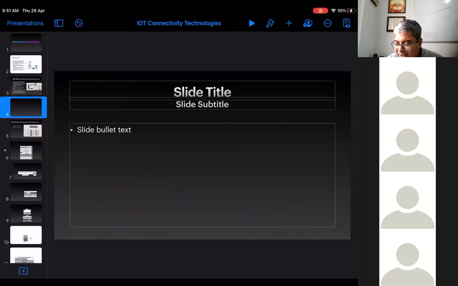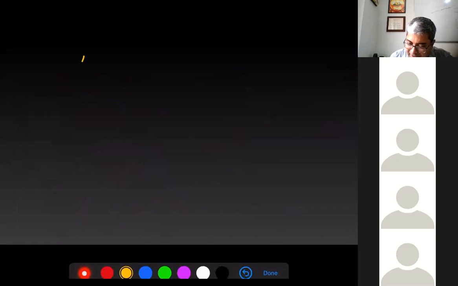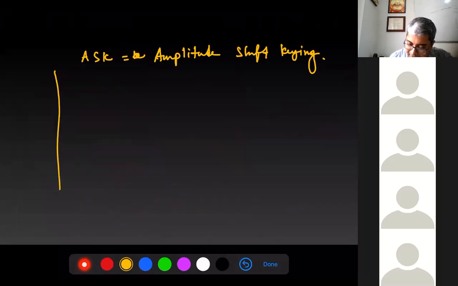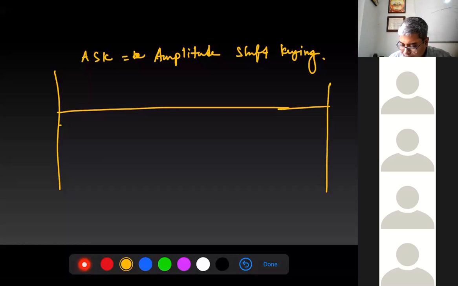Okay, now coming back to BPSK, QPSK, ASK and FSK. Now in case of ASK, amplitude shift keying, they are telling that you have a digital signal. This is your time period.